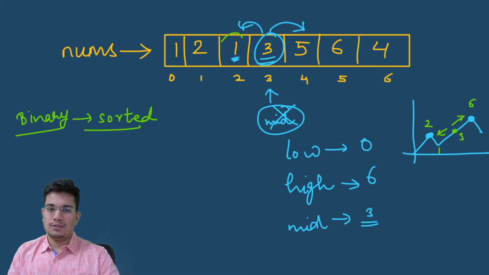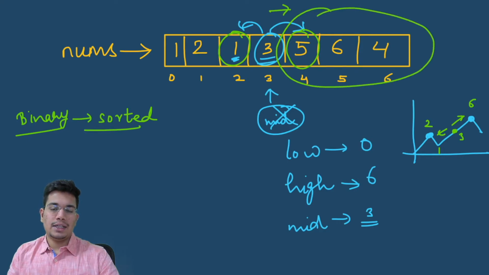So basically I first check for this element 1. Is it greater than 3? No, it's not. So then I check for this element 5. Is it greater than 3? Yes, it is. So elements towards the right of 3 are increasing. So I know that my peak element might be lying somewhere in this sub-array. So I simply move my search space to this part.